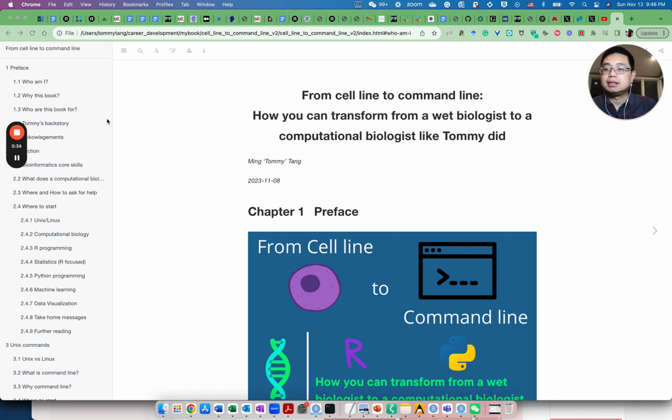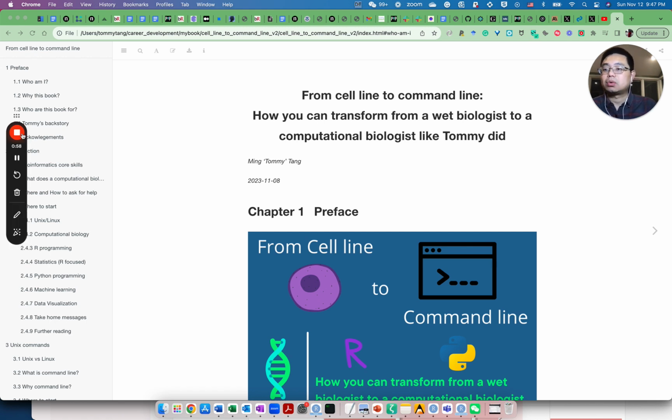And in this book, I really packed a lot of the tips and experience from my over 10 years of computational biology. Because I learned all the computational biology the hard way, I hope this book can help you to make the transformation that you want and avoid the mistakes that I made.